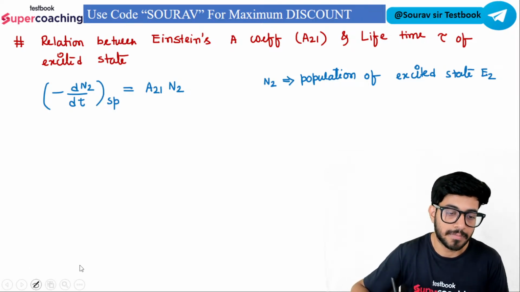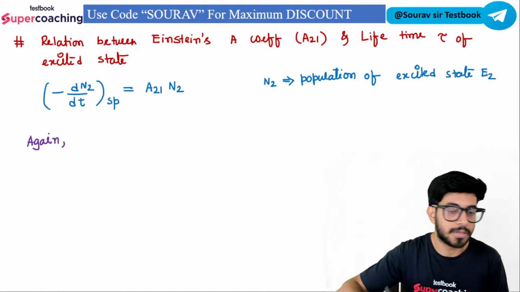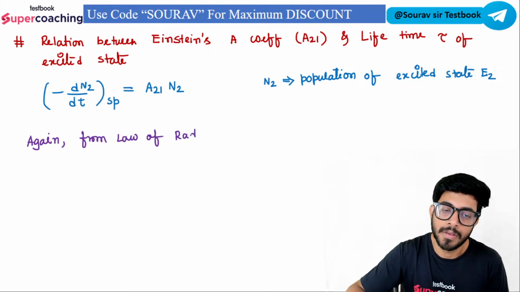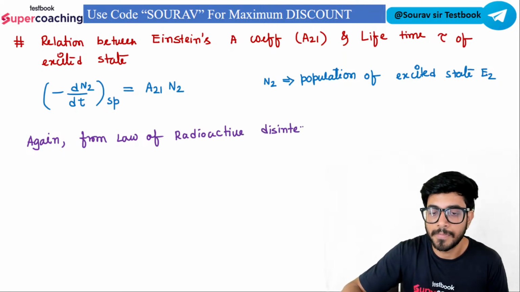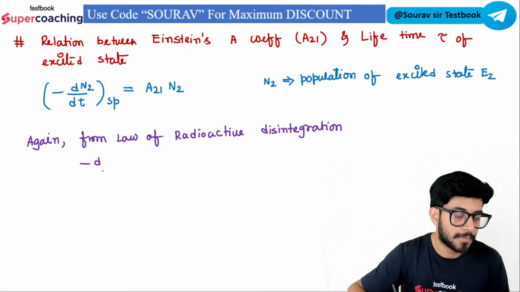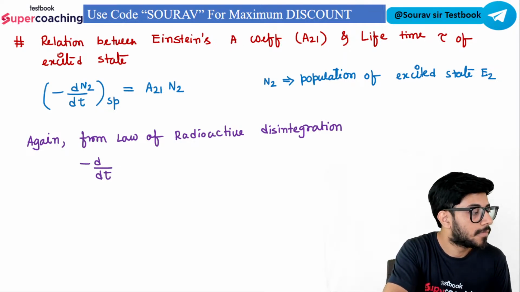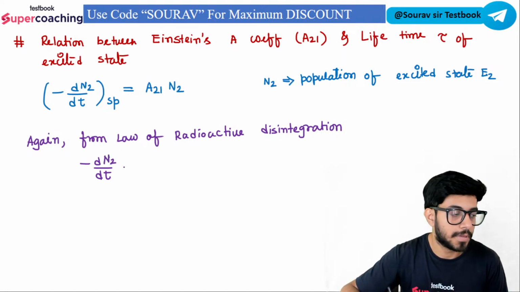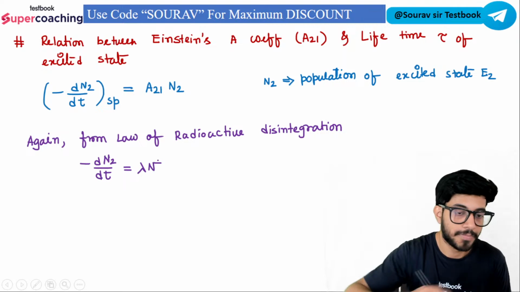Again, from the law of radioactive disintegration, we can write that minus dN2/dt is equal to lambda into N2.